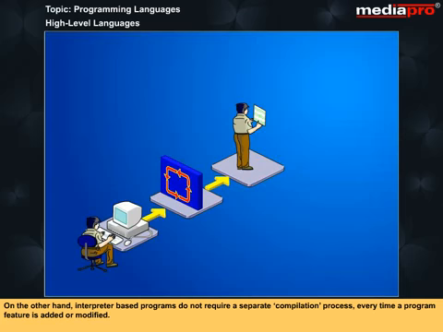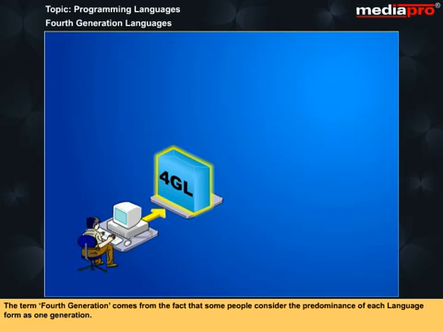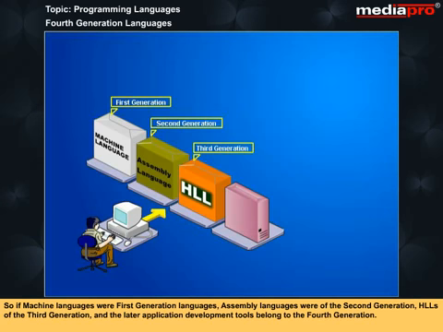A further evolution of HLLs has led to numerous software vendors producing a variety of application development tools, often referred to as fourth-generation languages or 4GLs. The term fourth generation comes from the fact that some people consider the predominance of each language form as one generation. So, if machine languages were first-generation languages, assembly languages were of the second generation, HLLs of the third generation, and the later application development tools belong to the fourth generation.